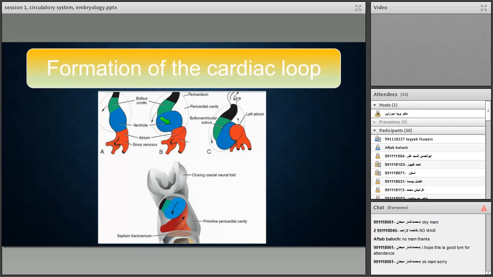Between the ventricle and bulbus, because I'm explaining the lessons and all the time you are asking for the attendance link.